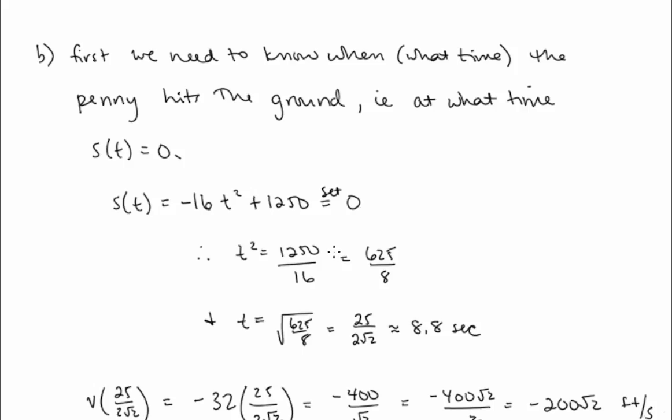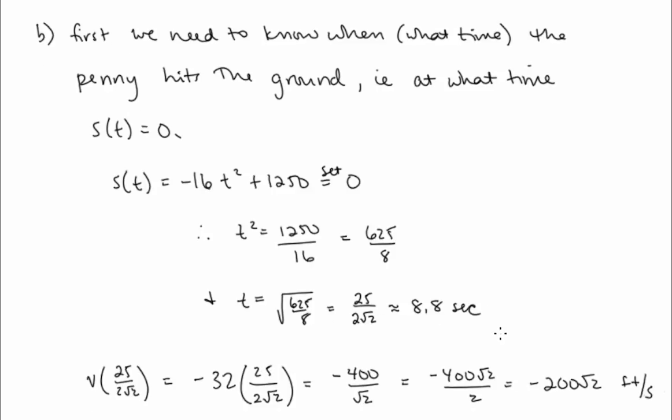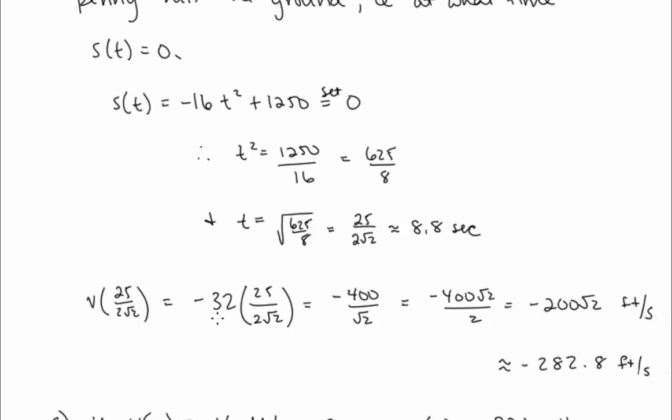So t squared is equal to 1250 over 16, or 625 over 8. And so t is equal to 25 over 2 radical 2. And we're going to use this exact t value when we plug into the velocity function, but just to give you an idea, that's 8.8 seconds. So plugging that into the velocity function, we have negative 32 times that t value. And so that comes out to negative 200 radical 2 feet per second, which is approximately negative 282.8 feet per second. So that's the velocity at the time when the penny hits the ground. So don't drop any pennies off the Empire State Building.